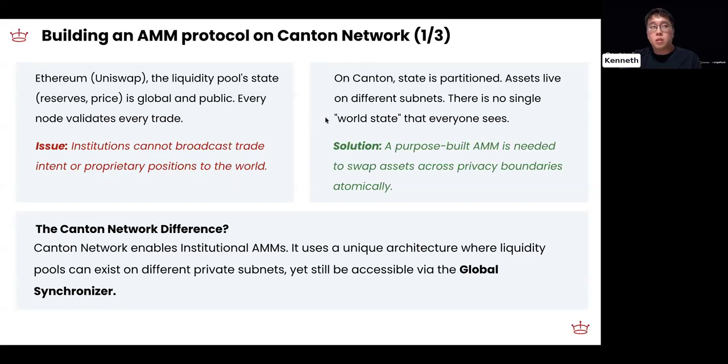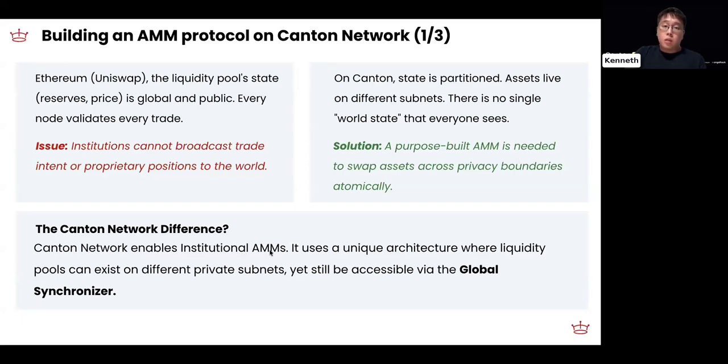For Canton, this is a little bit different because every state is partitioned, which means assets that are being traded on the network quote unquote live on different subnets. To give you an example, if I'm trading ETH from, say, bank A, and USDC from bank B, they exist in two different substates or validating nodes. So there is no single space where this transaction is publicly visible to anyone, where they can see the quantum of ETH or USDC being swapped or received. And this is actually what Canton Network was built for, which is the purpose-built permissioned public network.